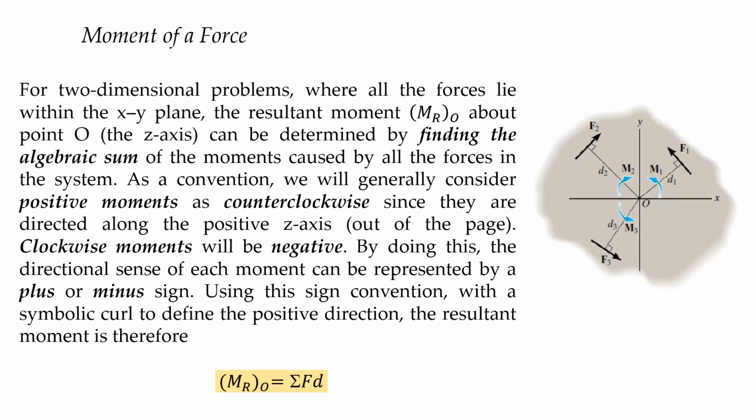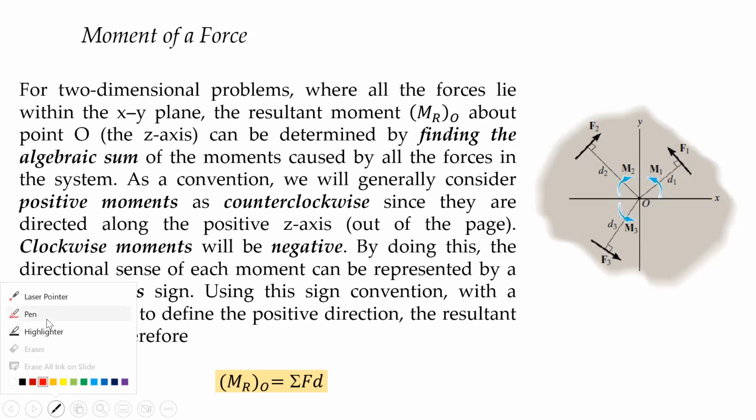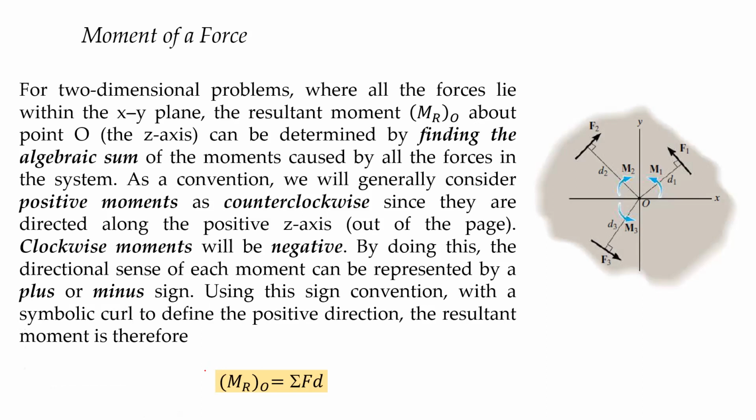Now, by doing this, the directional sense of each moment can be represented by a plus or minus sign. Using this sign convention with a symbolic curl, so when we say symbolic again, if we do moment, we assume and write a small curl, then positive. So assuming counterclockwise positive, to define the positive direction.